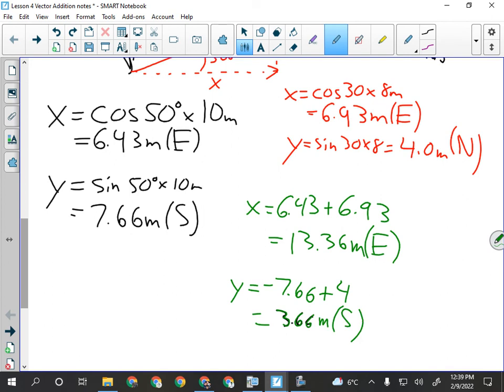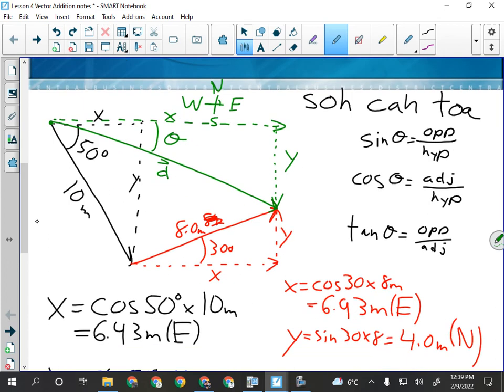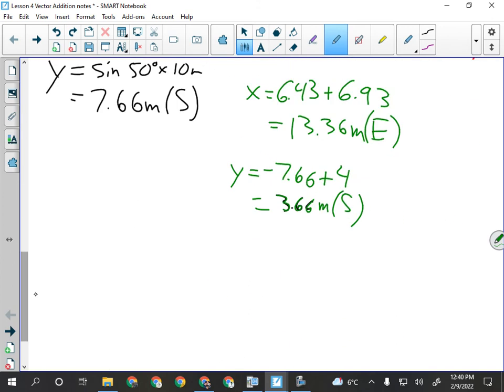So now I know both sides of my overall displacement triangle. What can I do now? To find the displacement, you would just do a squared plus b squared. Exactly. I can use the Pythagorean theorem to at least get the magnitude of my overall displacement, right? Because I know the two sides and I'm looking for the hypotenuse. So that would be my next step.